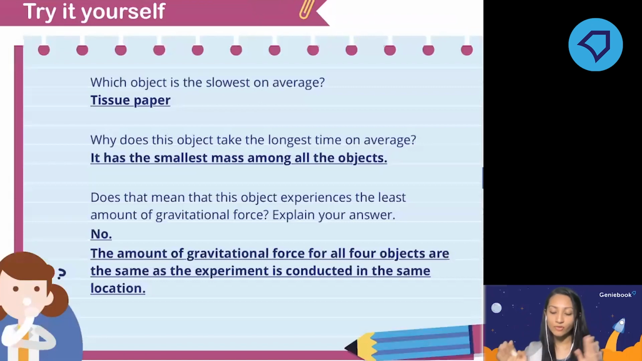The amount of gravitational force for all four objects are the same as the experiment is conducted in the same location. However, the tissue takes the slowest time to reach your palm because of its mass. So higher mass means heavier object, and in the case of tissue, lower mass or smallest mass means, yes, lighter weight, right? It's not so heavy anymore. So you have to be very careful when they ask you these questions. Don't tell me, oh yeah, the gravitational force is different. It's not. It's the same location, it's the same. But the weight is different.